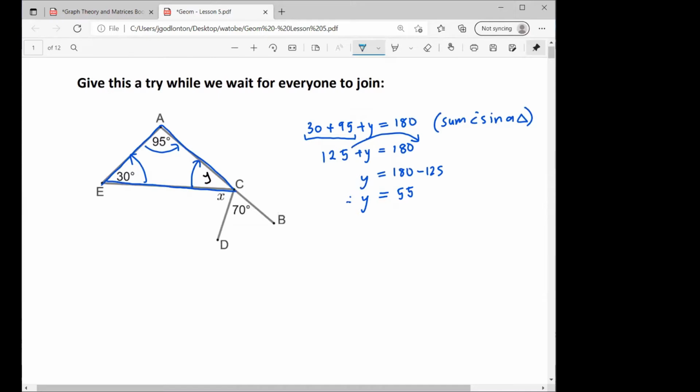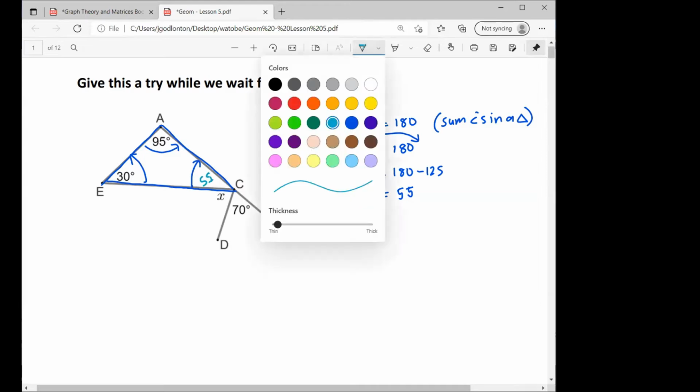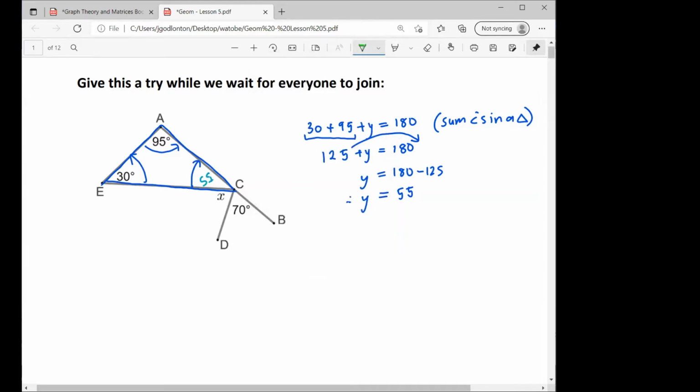Okay, so now my answer would be Y is equal to 55. That's our first one. Now I know that this angle in here is 55 degrees, and I need to try and find X. And X is part of this straight line.